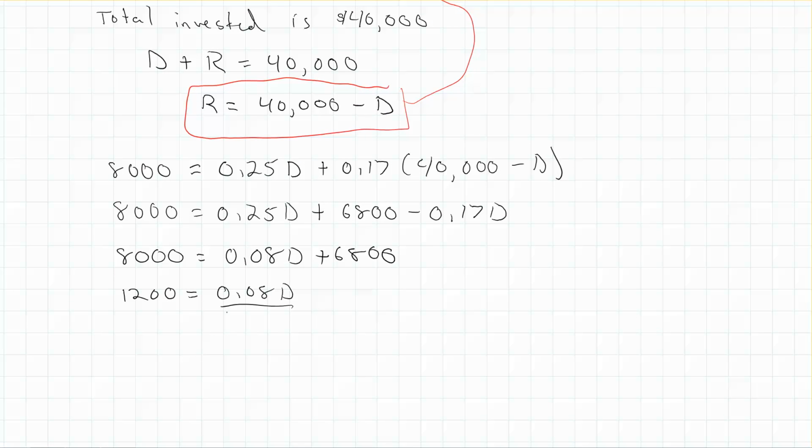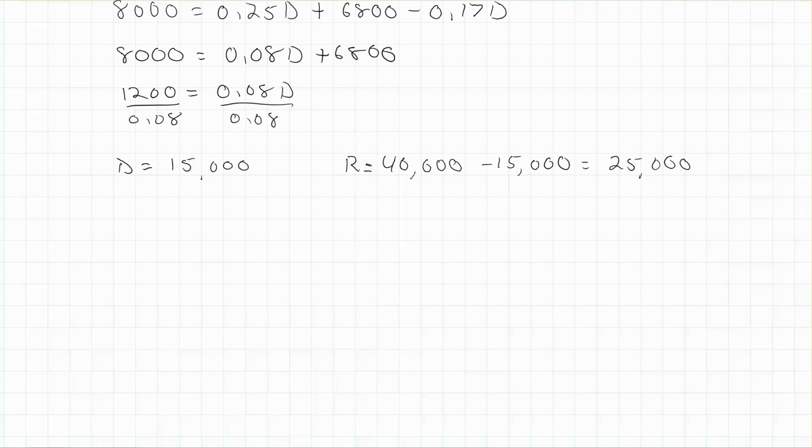And then dividing both sides by 0.08, you get that D is equal to 15,000. Now we need to make sure to answer the question. It's wanting to know how much was invested in the red maple and how much was invested in the dogwood. So R would simply be 40,000 minus 15,000, which is 25,000.